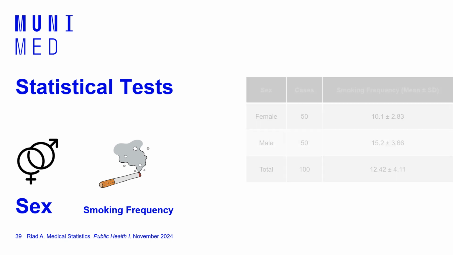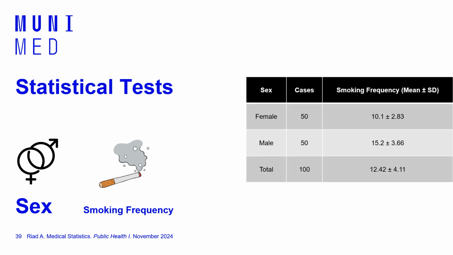Okay, so if you look at this table, you have 50 females and 50 males. Both of them are smokers. The smoking frequency among females was on average 10 cigarettes per day. However, for males it was 15, and the total was 100 individuals, as you can see, and the average smoking frequency was 12.4. So as you can see, before we do any statistics, yes, males tend to smoke more than females, I mean, among smoking males and smoking females.